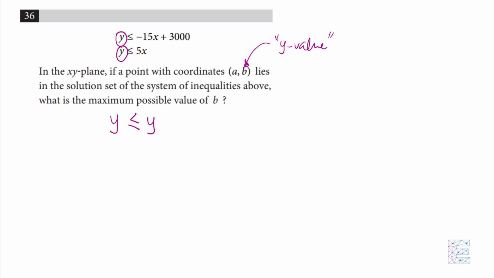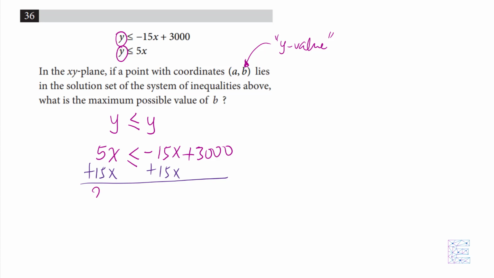With that said, we can set up the equation as follows. 5x is less than or equal to negative 15x plus 3,000. We're basically setting those two expressions equal to each other. And now we have just a two-step equation. To solve for x, why don't we start off by adding 15x to both sides, like so. The result of this will be 20x is less than or equal to 3,000. And of course you are solving for x, so you have to divide each side by 20, and you're going to end up with x is less than or equal to 150.